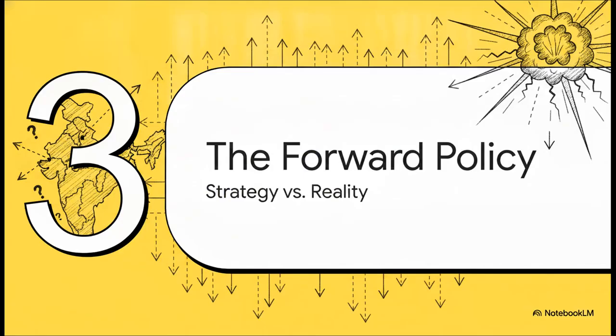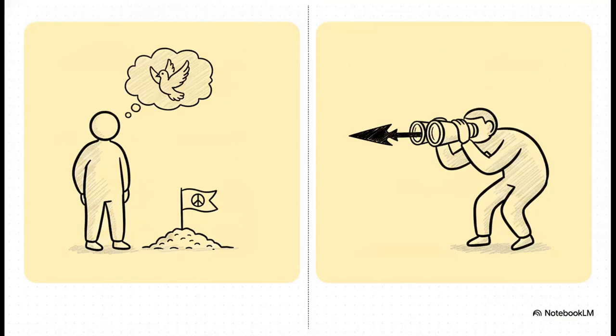Section 3. The forward policy miscalculation. Here is where we see an immense strategic disconnect between the two nations. Now, what's really interesting about this slide is the fatal miscalculation it shows. India's entire forward policy rested on one incredibly fragile premise, that the Chinese would not physically interfere with new Indian posts, as long as India didn't fire first.